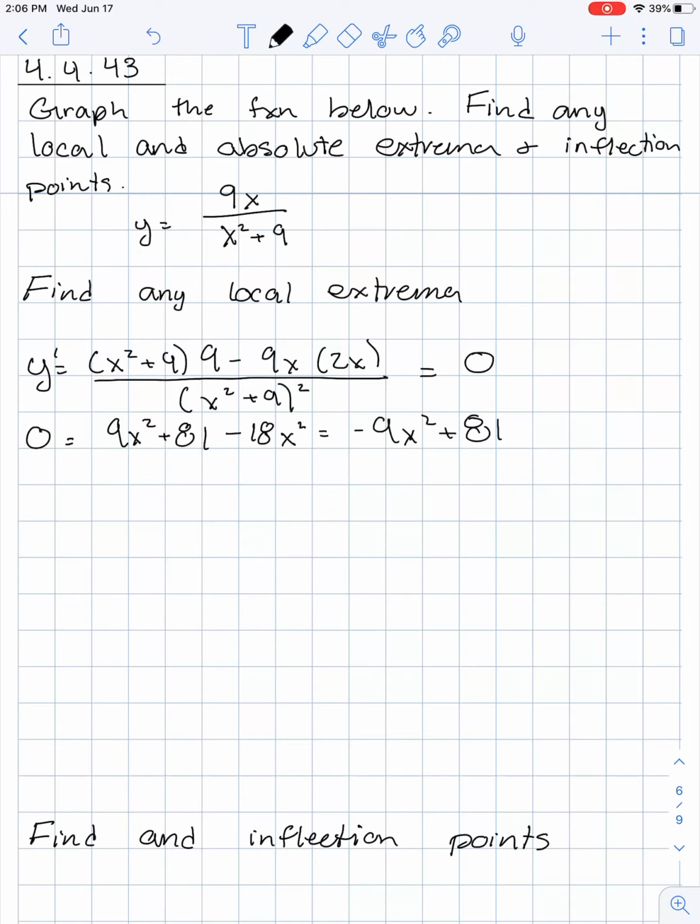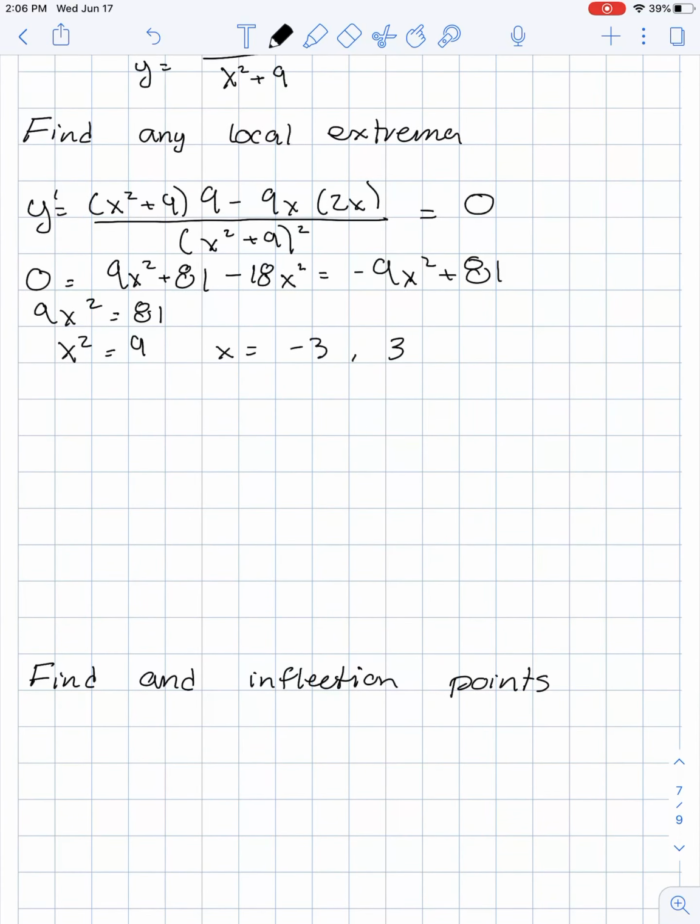Okay. So then set that equals 0. So I'm going to get 9x squared equal to 81, or x squared equal to 9. There it is. So x equals negative 3 and 3. Okay, cool. So these are my critical points. Don't know if they're mins, don't know if they're maxes. I have to test them.